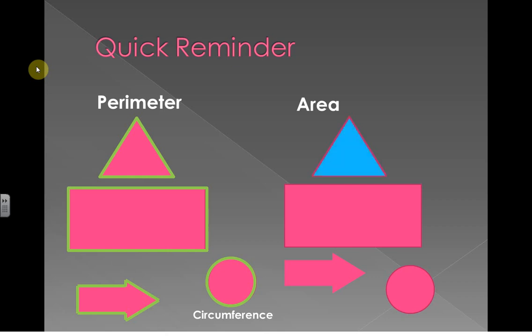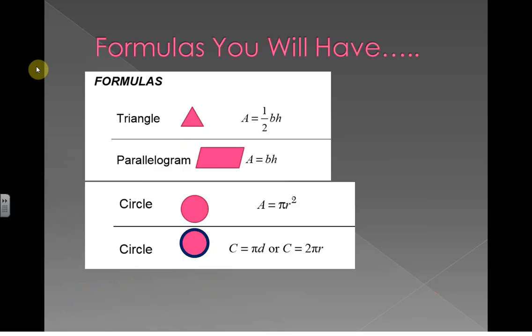Area is the shaded in portion of all of these shapes, so it's what it takes to fill up a two-dimensional shape. So formulas, you're going to be given these formulas. So for a triangle, you're going to get your area, parallelogram, and remember a rectangle, a square, and a rhombus, they'll all be included in this. And then you have your circle, area, and circumference. These are the same thing.